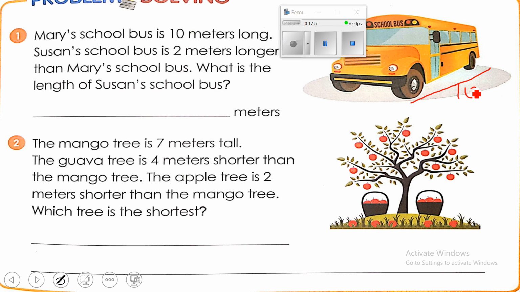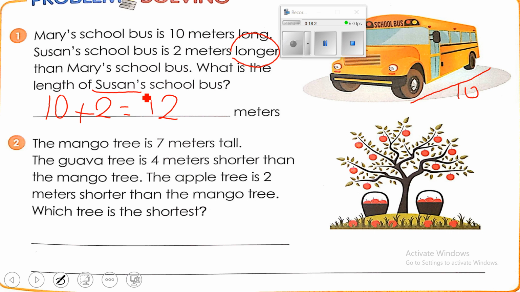Yes. So Susan is about what? What do you do here? Did you add or subtract? Perfect. I have longer. That means more. So I have to add 10 plus 2. The answer will be 12 meters. So 12 meters is what? Susan's bus.